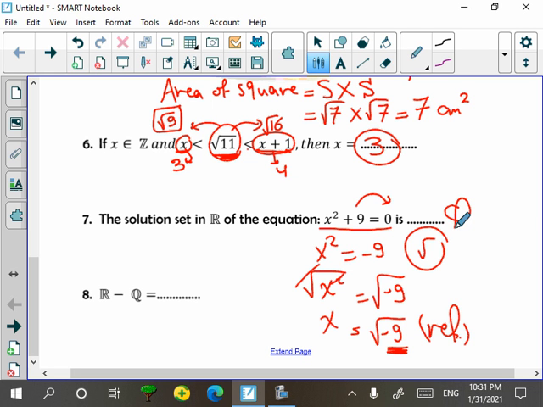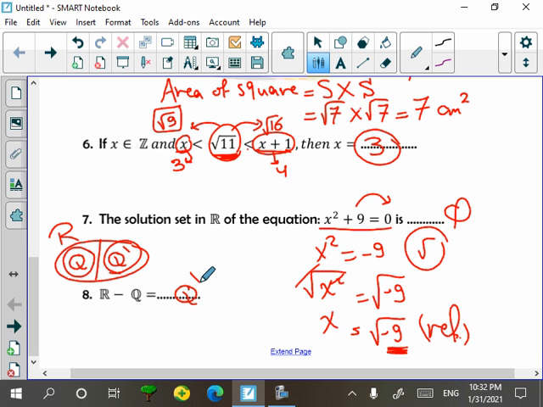Number 8, R difference Q. What is the meaning of R difference Q? The numbers that are in R and not in Q. All of us know this Venn diagram, that R is distributed between Q and Q dash. The first one is rational numbers and the second one is irrational numbers, then R difference Q will be Q dash, which refers to irrational numbers.